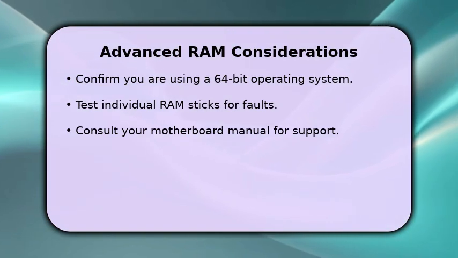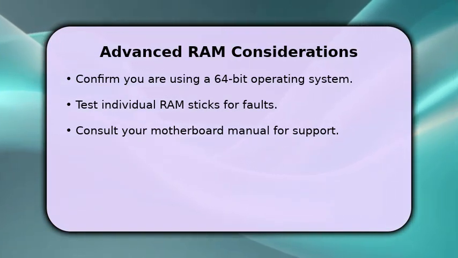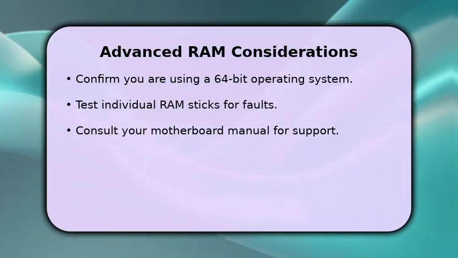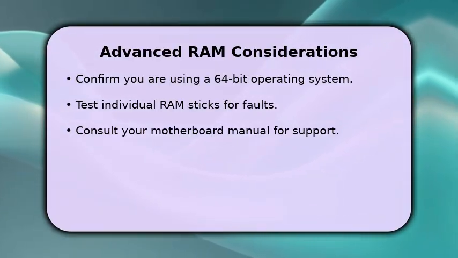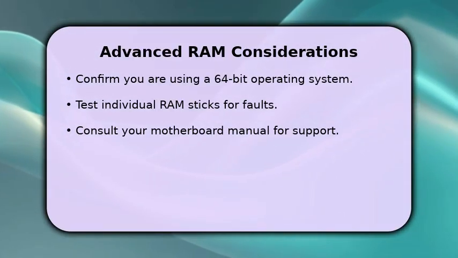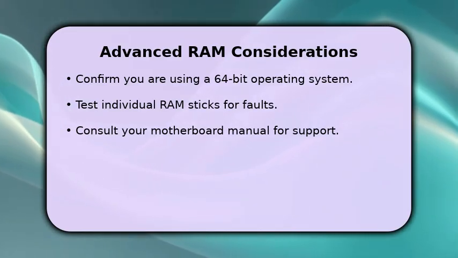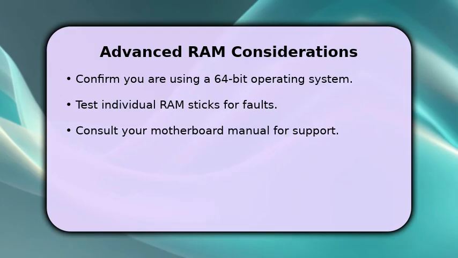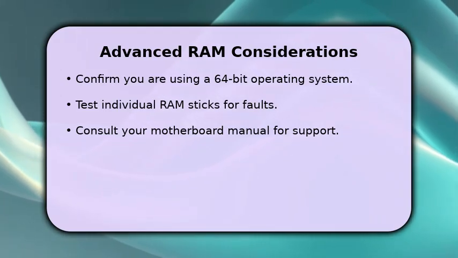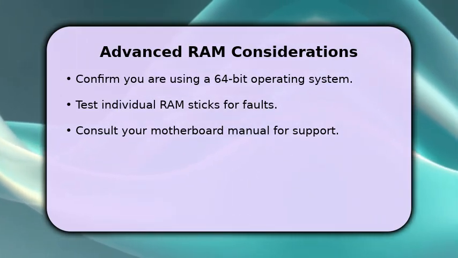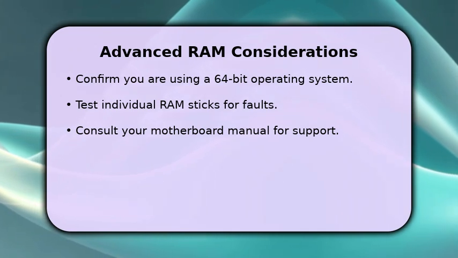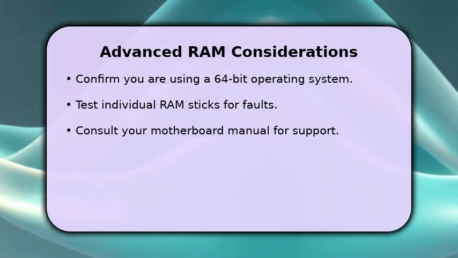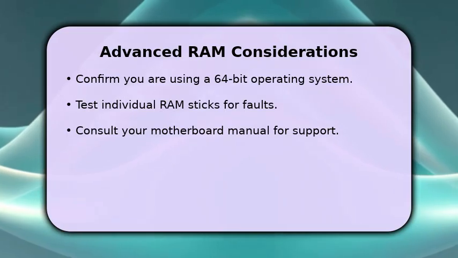Finally, let's consider some advanced points. For systems with more than 4 GB of RAM, a 64-bit operating system is essential for full utilization. If problems persist, try testing each RAM stick individually to identify any faulty modules. Always refer to your motherboard's manual for specific memory configurations and limitations, as this can provide valuable insights.